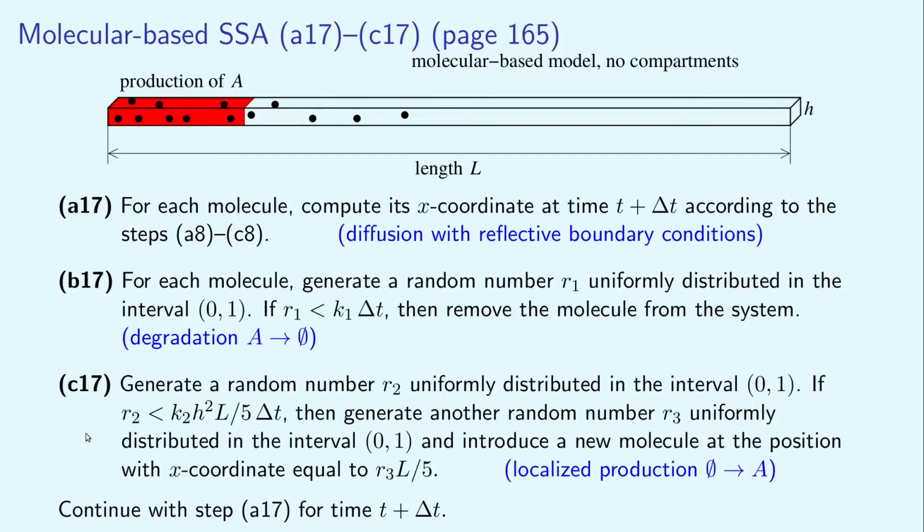For example, instead of using one random number at each time step to decide whether the given molecule was degraded in step B17, we could instead only use one random number to calculate the time when the molecule will be degraded. In a similar way, we could also avoid using the time step delta t in the other steps of the algorithm to design a fully event-based algorithm, which could be more computationally efficient.